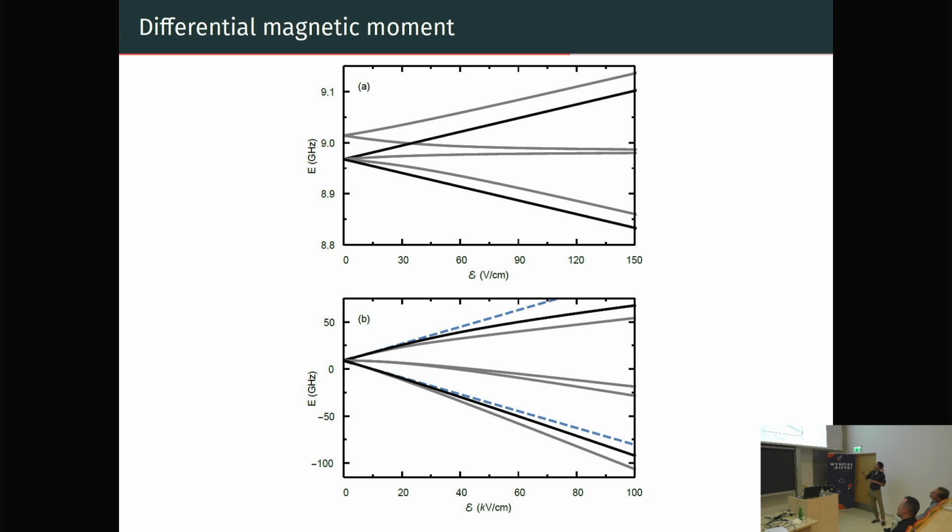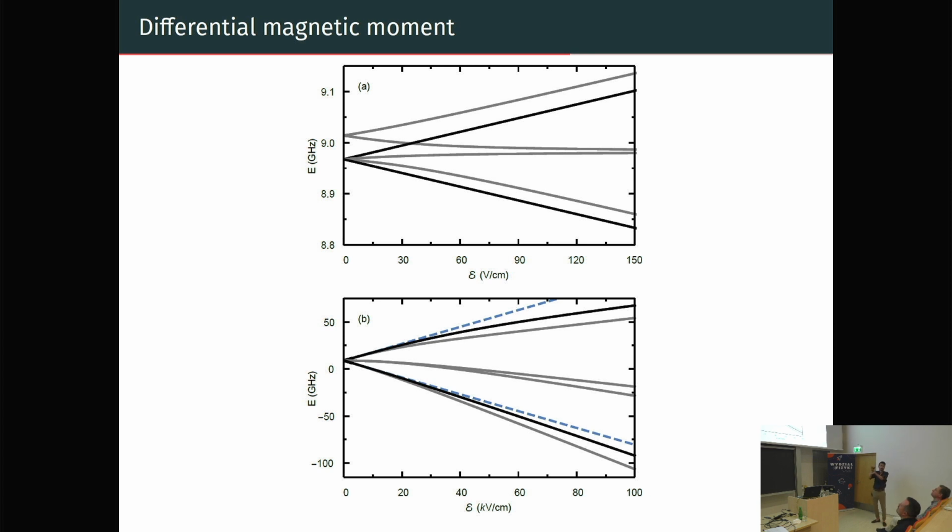So this upper plot here, if you focus on that one to start with, shows the Stark shift of the molecule in the experimentally relevant field. We're operating at about 60 volts per centimeter, so it's here. And you can see our stretch states here, the two black states, one going up and one going down.